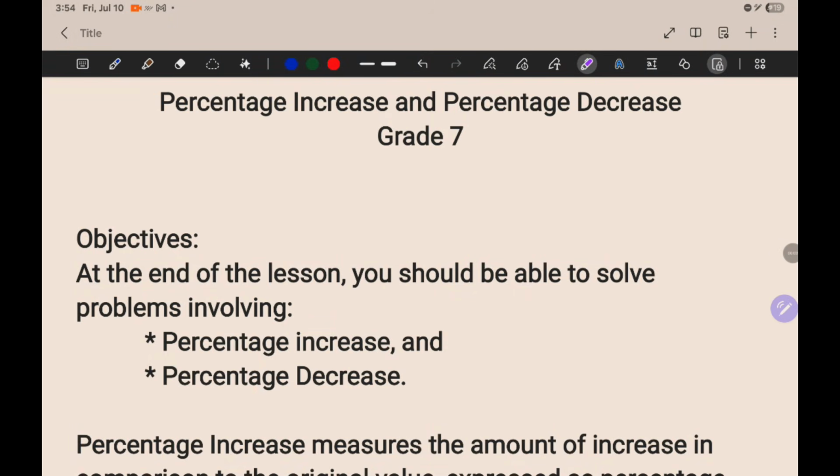Good day guys. So today we will be discussing percentage increase and percentage decrease for grade 7. Our objective for today is that at the end of the lesson, you should be able to solve problems involving percentage increase and percentage decrease.